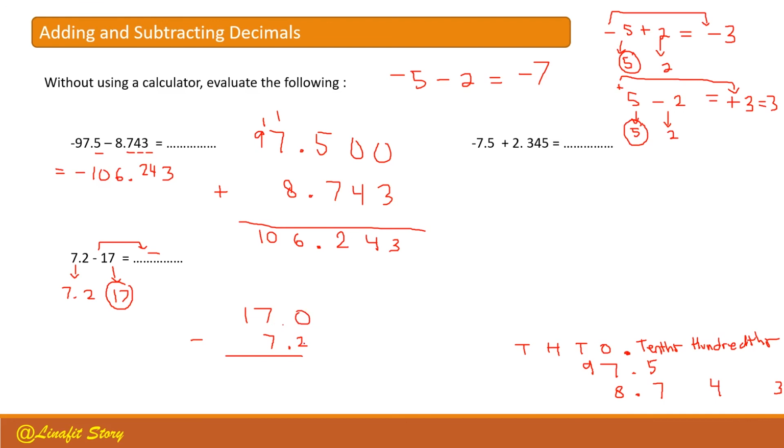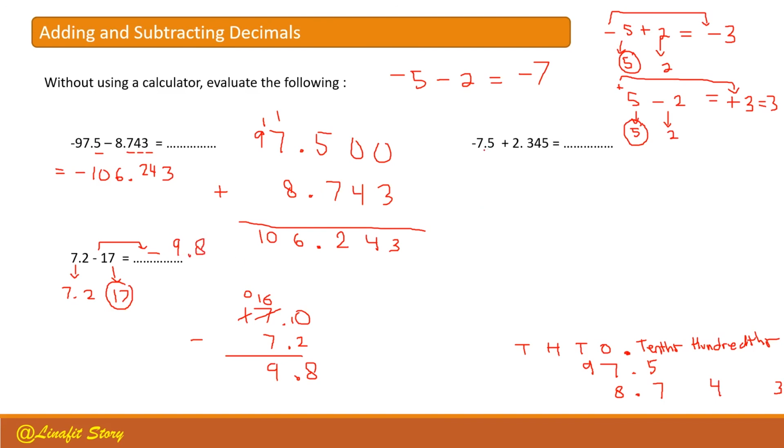Because we cannot take away 2 from 0, you must regroup. 10 minus 2 is 8. 6 minus 7. Cannot, right? You cannot take away 7 from 6, so you must regroup from the tens. So now here you have 16 ones. 16 ones minus 7 ones is 9 ones. So the answer is negative 9.8.